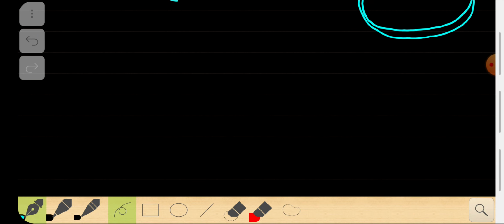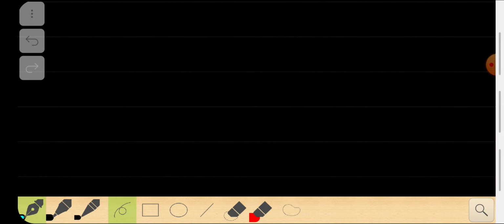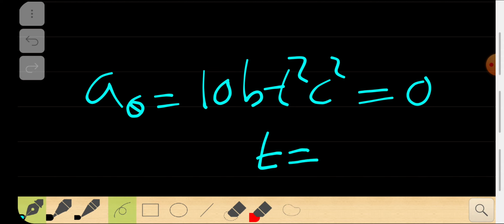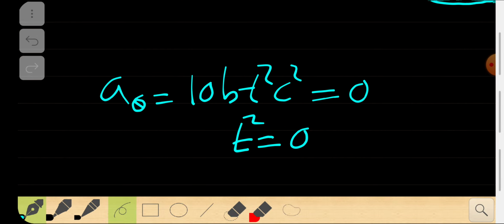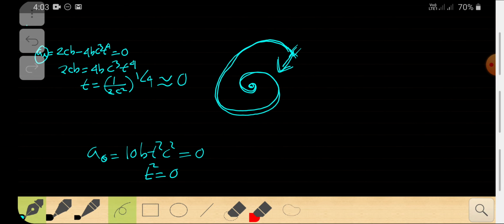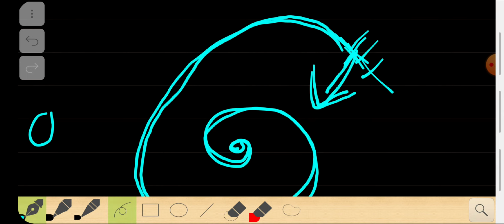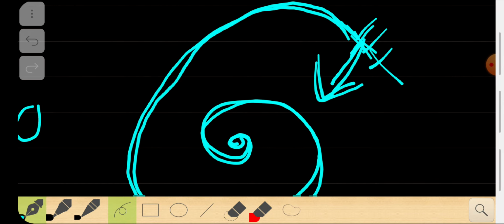And I want you to see one more thing. When a theta, which is equal to 10b t square c square, is equal to 0, when will it be equal to 0? This will be 0 only when t is equal to 0 or t square equal to 0. So the only point where tangential acceleration is 0 is at time equal to 0, when there is no velocity. All the time it will have some kind of tangential motion.